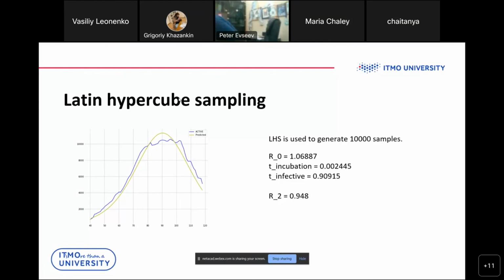Yeah, these were our experiments for the compartmental model, and we have achieved good results with Latin hypercube sampling.